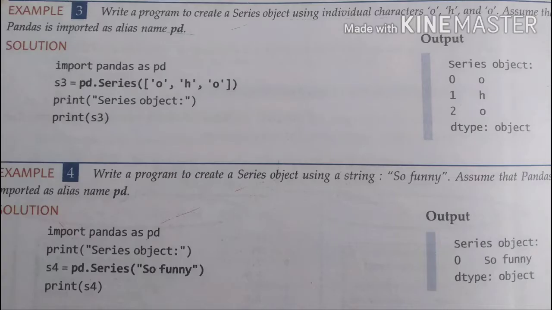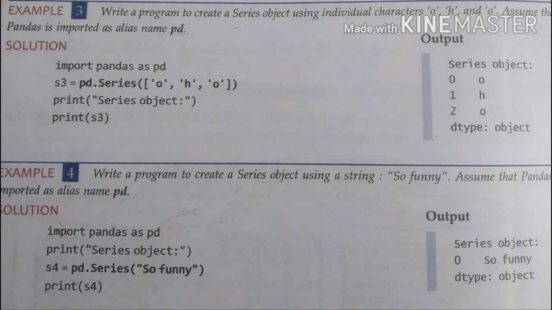Now example number 3. In this we are creating a series by using individual characters. How can we do that? For that, import pandas as pd, then pd.Series, in brackets and square brackets O, H, O. These are the different individual characters which we are giving in the series. And then see the output. 0, 1, 2 are the index. At index 0 we have element O, at 1 H, and at index 2 it is again O.